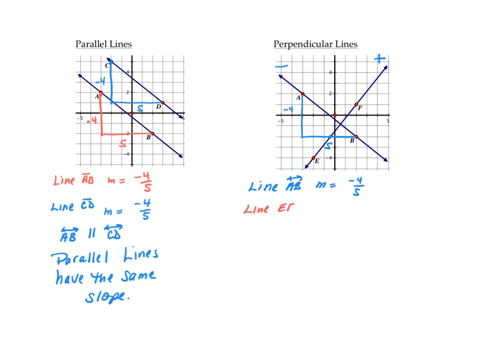And now for the other line, line EF, again, start at a point to the left here at E, go to F. We're going to go up 1, 2, 3, 4, 5. And then to the right, 1, 2, 3, 4. So the slope of line EF is 5 over 4. Now, these two slopes are not the same, so again, they're not parallel to each other, but these two lines are perpendicular. Negative 4 over 5 and 5 over 4 are what we call negative reciprocals.